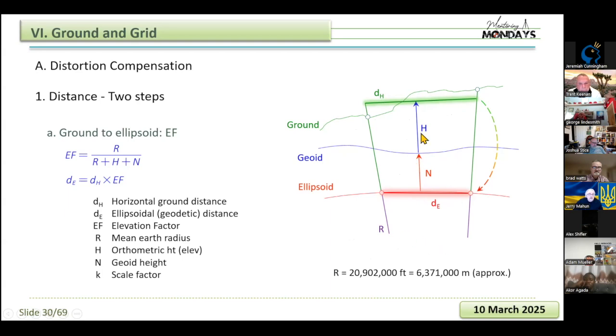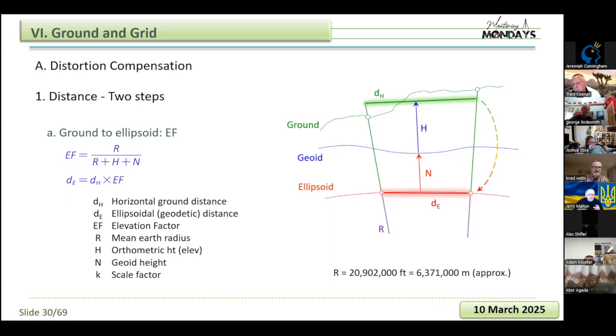Okay, so we have to have the height of the line, which we generally use as an average of the endpoints, and we have to have the geoid height, and we have to have a radius of the Earth. And we can use an approximation of 20,902,000 feet or 6,371,000 meters. Now remember, the ellipsoid is ellipsoidal. It's not circular. So these are approximations, but they're pretty good approximations for most calculations.